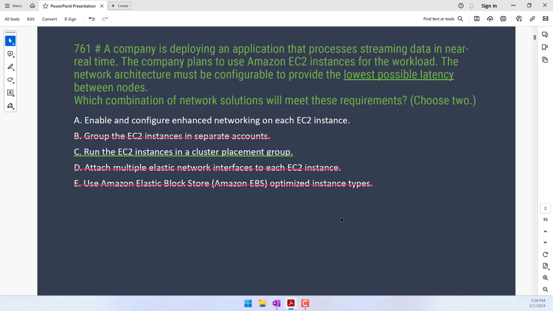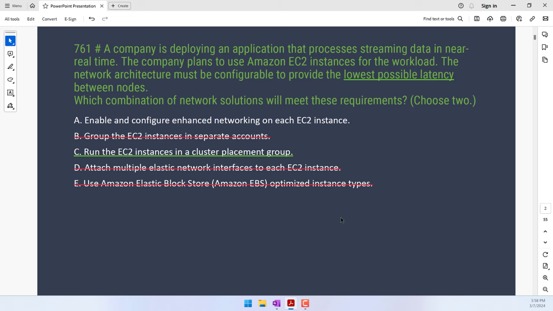A solutions architect needs to design the architecture for an application that a vendor provides as a Docker container image. The container needs 50 GB of storage available for temporary files. The infrastructure must be serverless. Which solution meets these requirements with the least operational overhead? Okay, this is an interesting question.